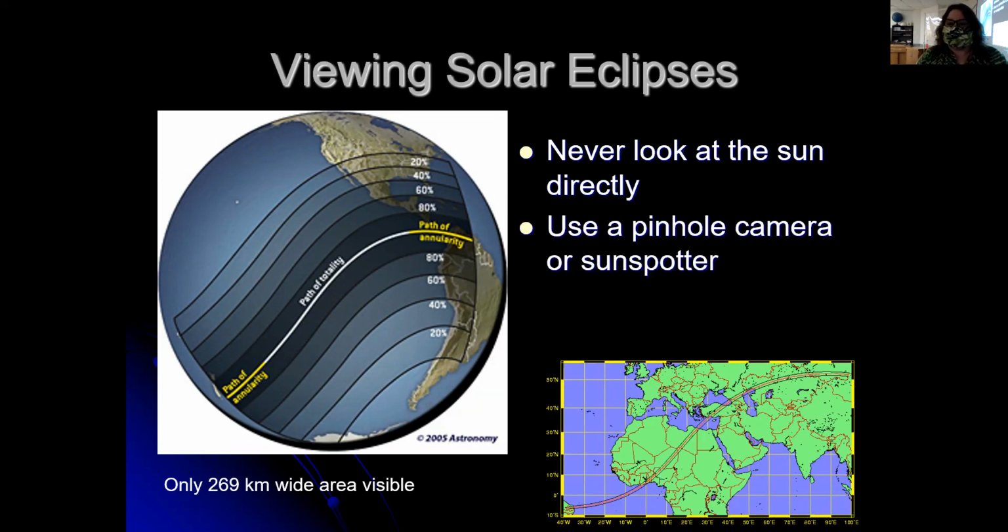Obviously, never look at the sun directly. Use a pinhole camera or a sun spotter. What's really fun with little kids, because you guys will be teaching the next time there's an eclipse: use a colander or a strainer and just have the kids look at the shadows on the ground. And you will be able to see the eclipse in every little tiny hole that's in your colander. And they can see the shadow move across. It's really fun for them. And plus, that way they're not looking up.